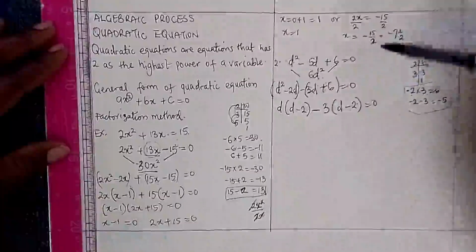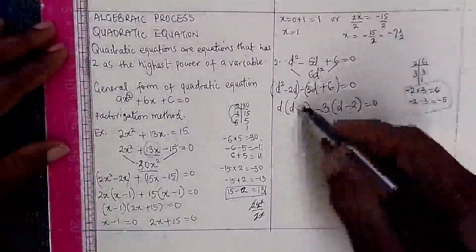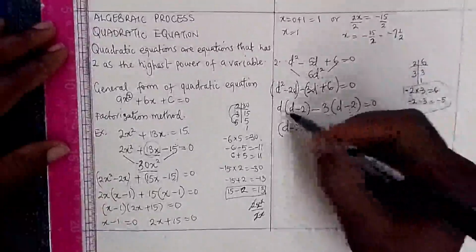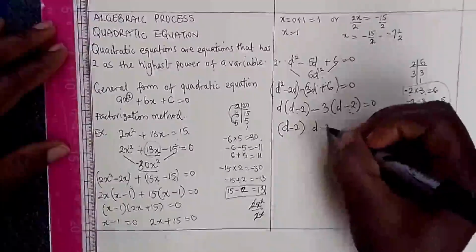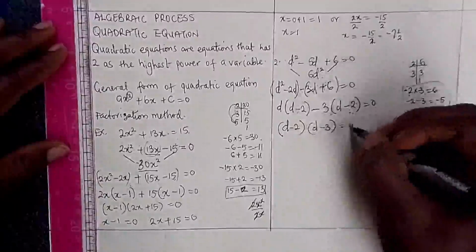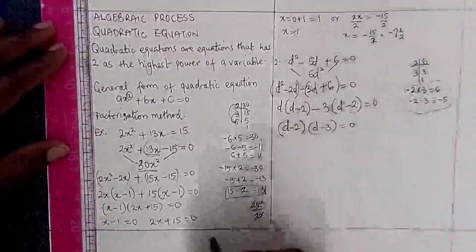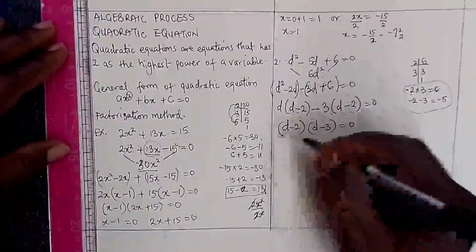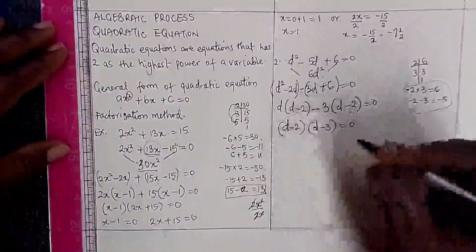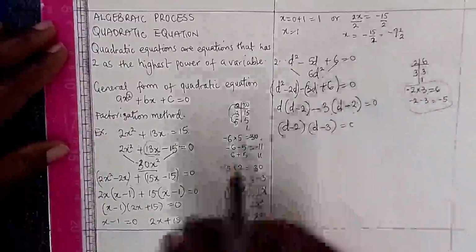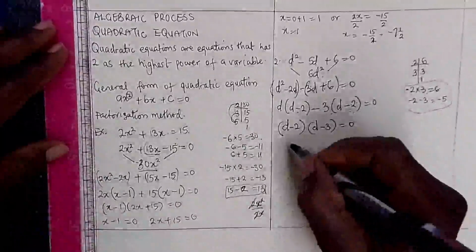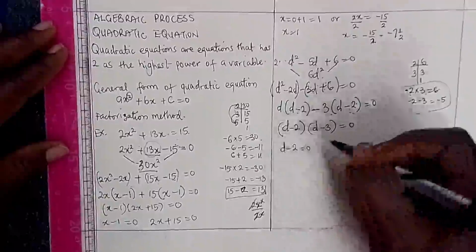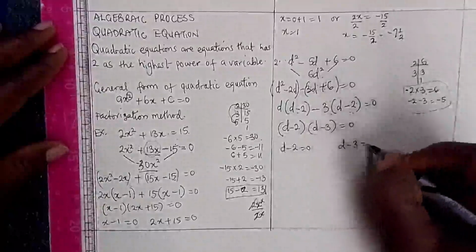So we pick out 1 out of the d minus 2. So we have d minus 2. Then bring out the factor outside as well: d minus 3 equal to 0. Now you look for the two values of d. Remember what we said, we are looking for 2 values, okay, because of the squared. So we have d minus 2 is equal to 0, and then d minus 3 is equal to 0.